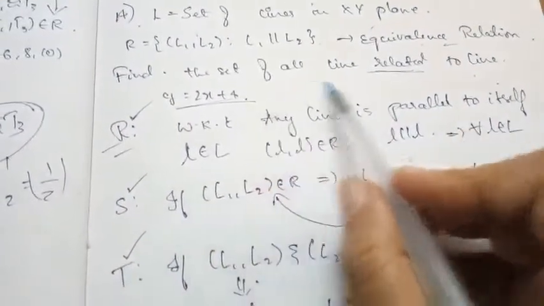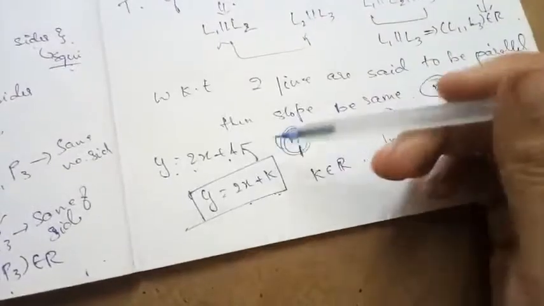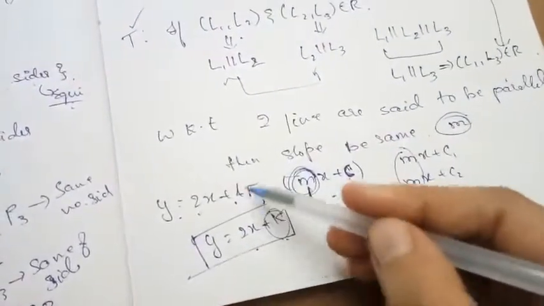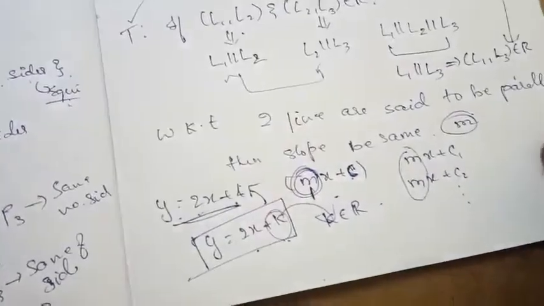We need to find the set of all lines. So this is the set of all lines where k belongs to the set of real numbers: the set of all lines which are parallel to the line y equals 2x plus 4. So this is regarding the exercise questions.